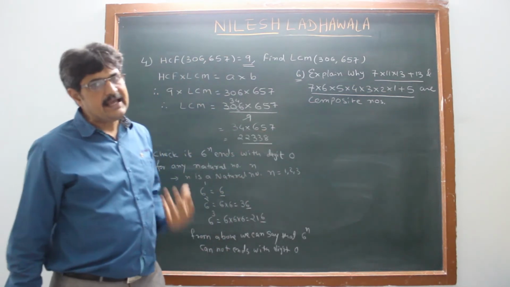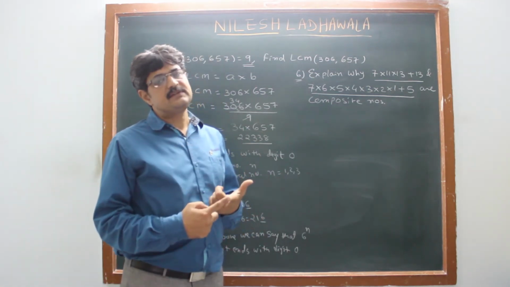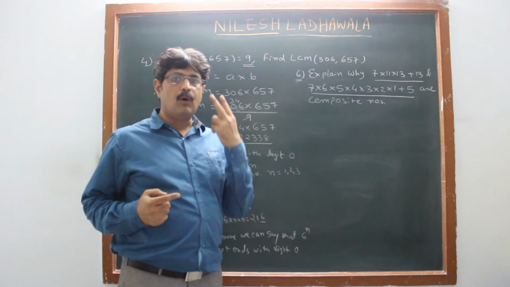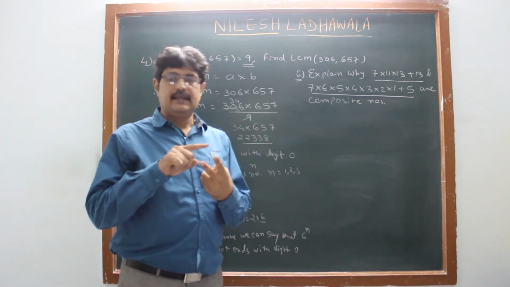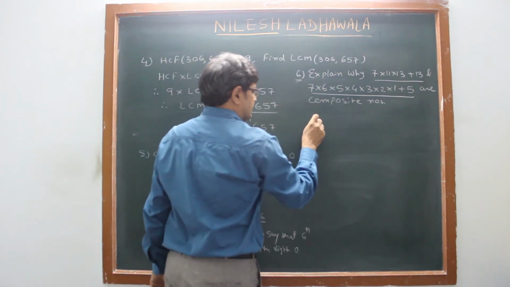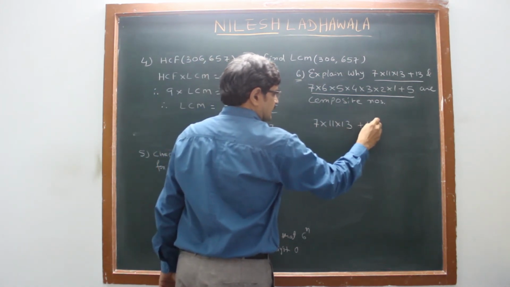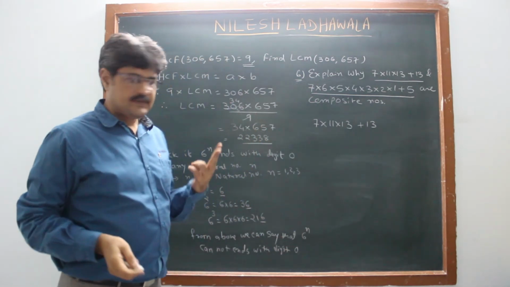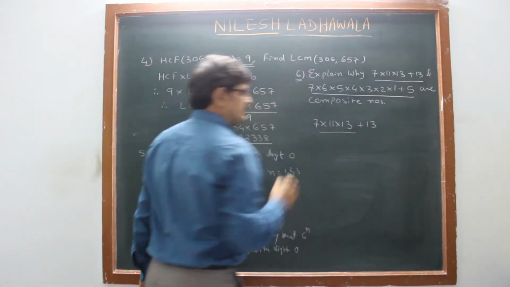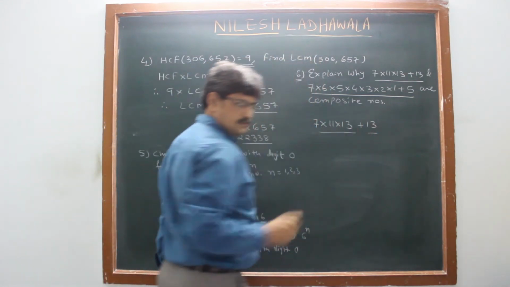And friends, as I have told you earlier, what are composite numbers? Composite numbers, that means numbers which have more than 2 factors. It must have more than 2 factors, okay? Now the first, that is 7 into 11 into 13 and plus 13. Here we have two terms. The first term, that is 7 into 11 into 13. And the second term we have is 13.